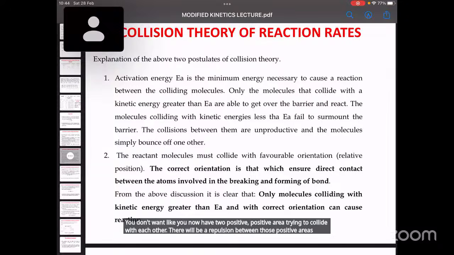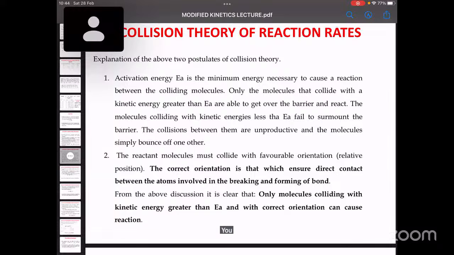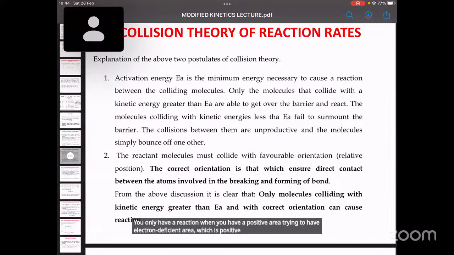Or you have two negative areas, two electron-rich areas trying to collide with each other. Of course, there won't be a reaction. There will be repulsion. You only have a reaction when you have an electron-deficient area, which is positive, and an electron-rich area trying to collide with each other. That's when you have a reaction. That's a good example of what we mean when we're talking about good orientation for the reaction to take place.